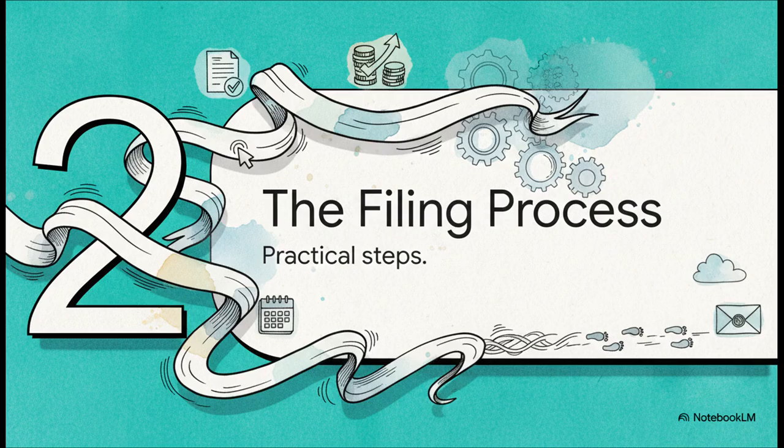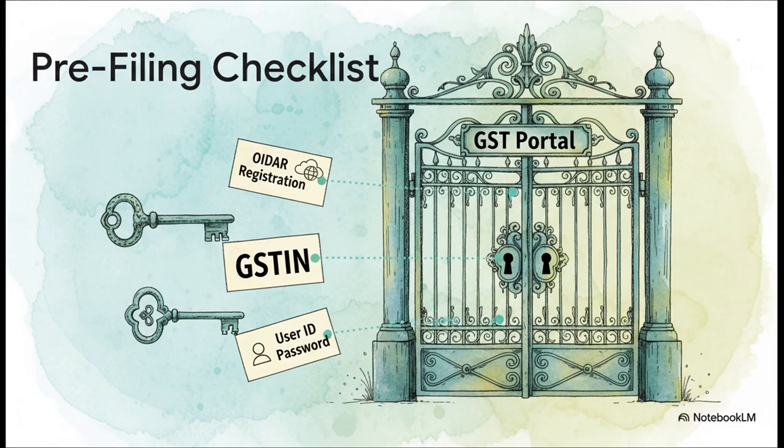We're going to walk through the practical steps of actually getting this done. All right, before you even dream of filing, you need a quick pre-flight check. There are 3 things you absolutely must have. First, you've got to be officially registered as an OIDAR service provider. When you do that, you get your GSTN. That's your special tax ID number. And of course, you need your username and password for the GST portal. Seriously, without these 3 things, you're not even in the game.